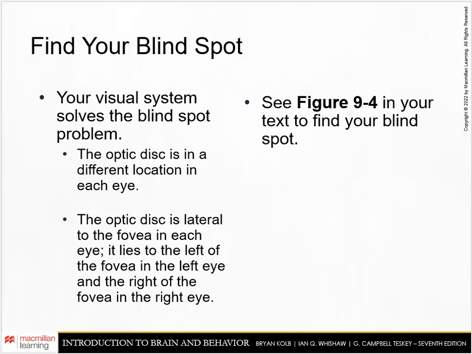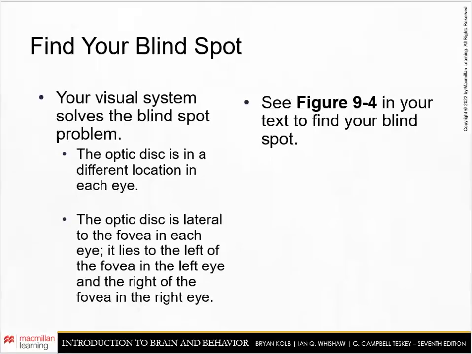So I talked before about finding your blind spot, and it's an interesting kind of exercise. You can find figure 9.4 in your text, and that's going to help you do some of that as well, which is fun. But your visual system, as I had alluded to, solves the blind spot problem by having the optic disc in a different location in each eye. The optic disc is lateral to the fovea in each eye. So it lies to the left of the fovea in the left eye and to the right of the fovea in the right eye.